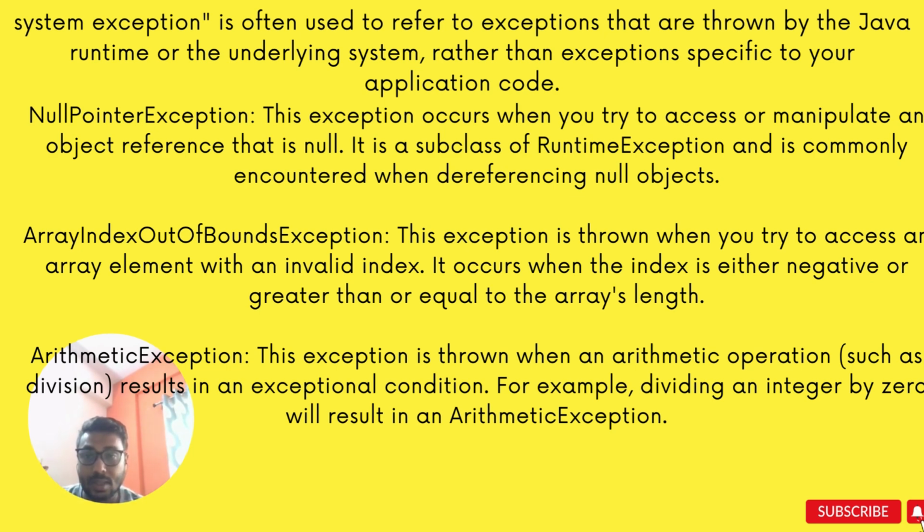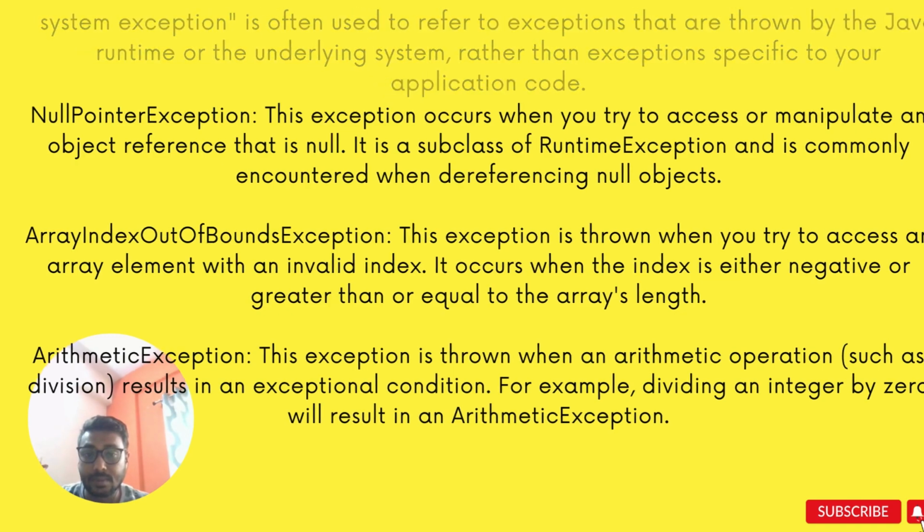In that case, NullPointerException happens. And then arithmetic operations: as we discussed earlier, we are dividing 10 by 0, and that kind of operation throws an ArithmeticException. And ArrayIndexOutOfBoundsException is thrown when you try to access an element with an invalid index. It occurs when the index is negative or greater than or equal to the array length. That is called ArrayIndexOutOfBoundsException.